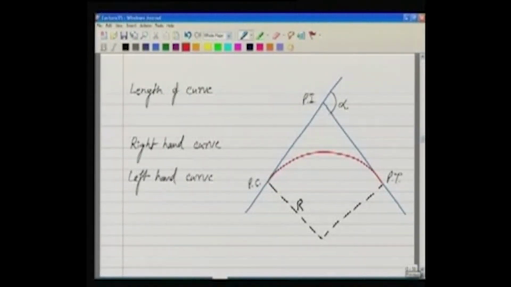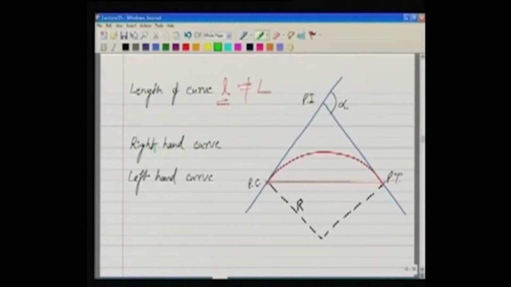Well, the next is length of curve. Length of curve, we write it as small l, and this is the length along the curve. So this is not equal to capital L, because the capital L is the long chord, the distance along the chord. So length of curve is the distance along the curve.